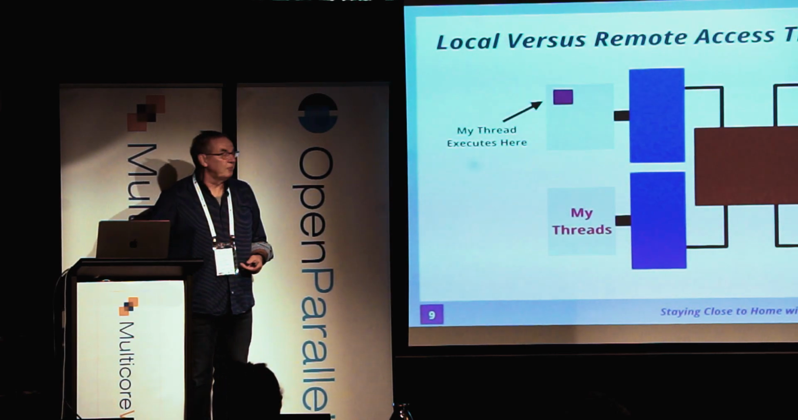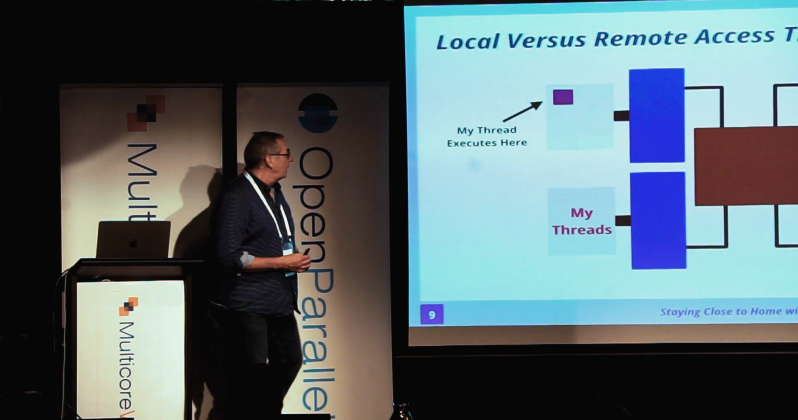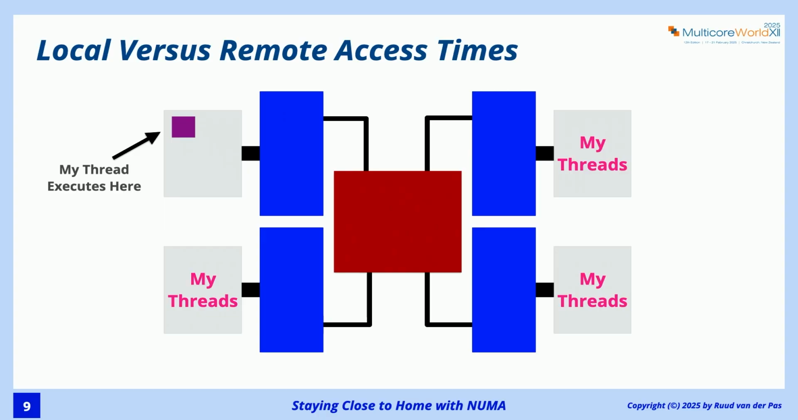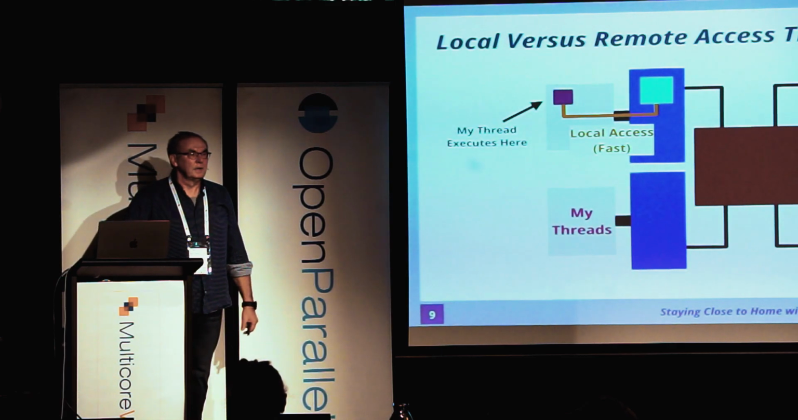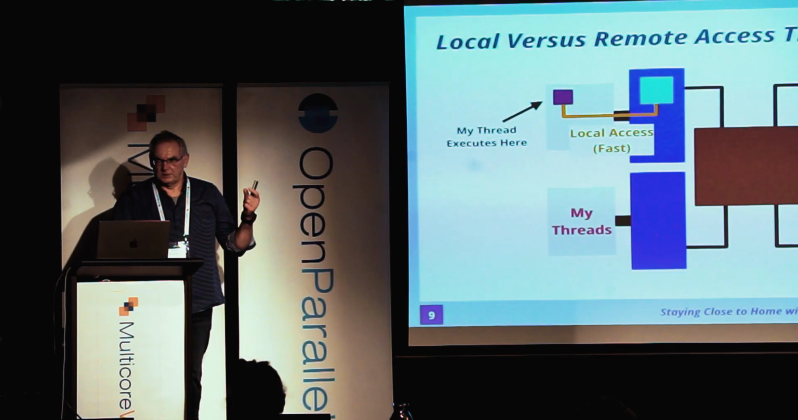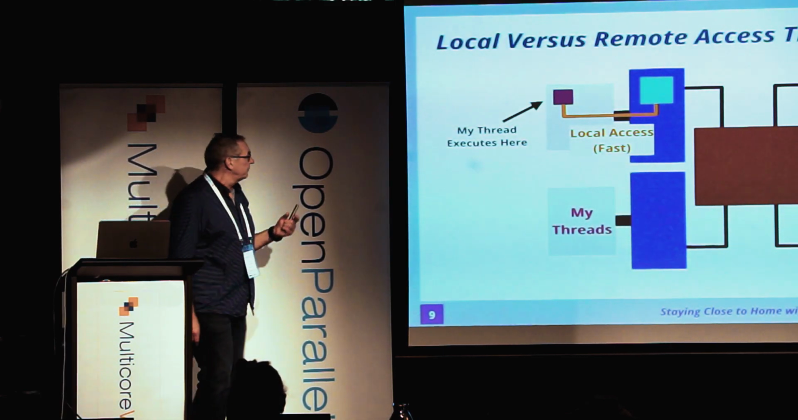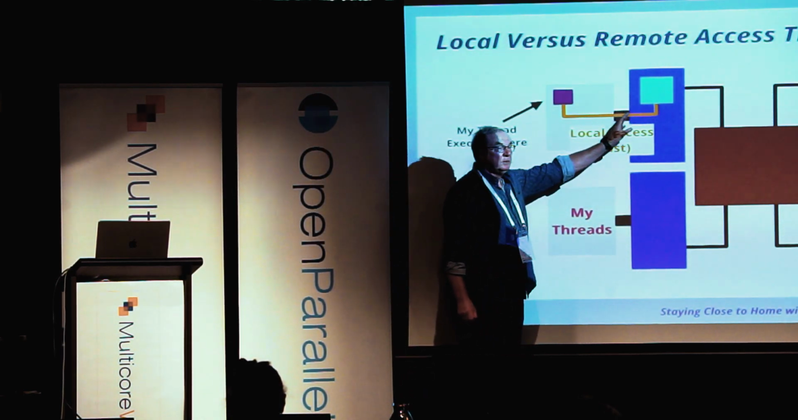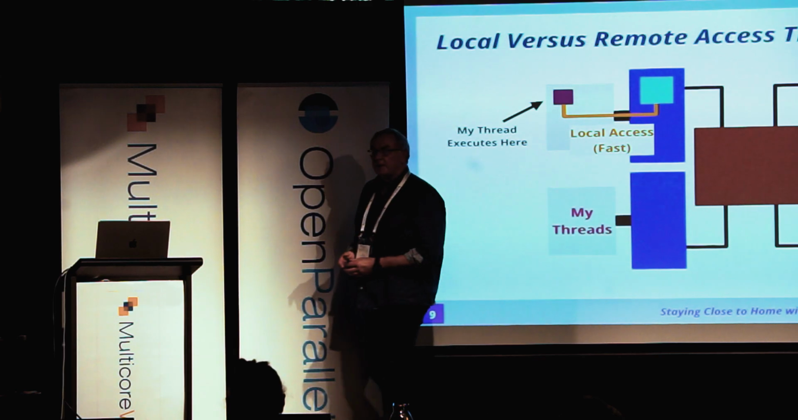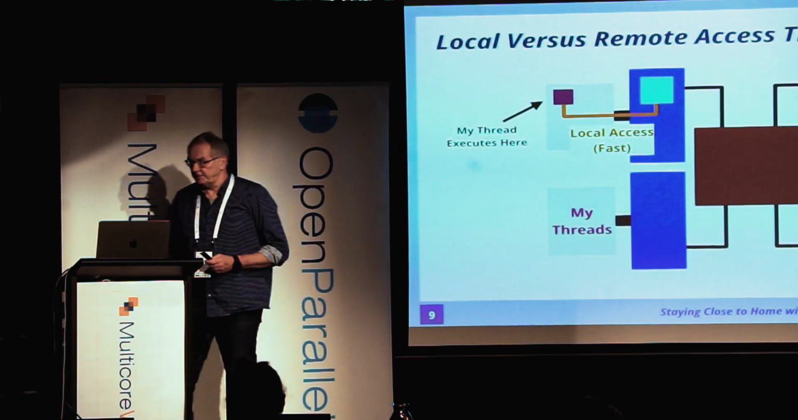So this is like the simplified high-level view. I have my NUMA system, and I have my thread executing somewhere in that system. Now, I need memory, and it can be two cases. It's local, that's the fastest you can get. You just grab whatever you need from the memory you're connected to. You can't get any better than that, you can't get any faster than that.